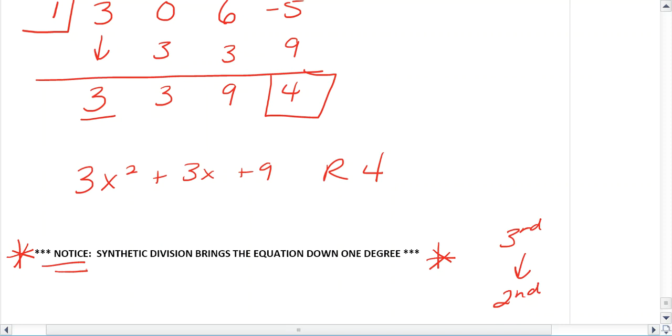All right, so now you have the knowledge you need to do the synthetic division part of this section.